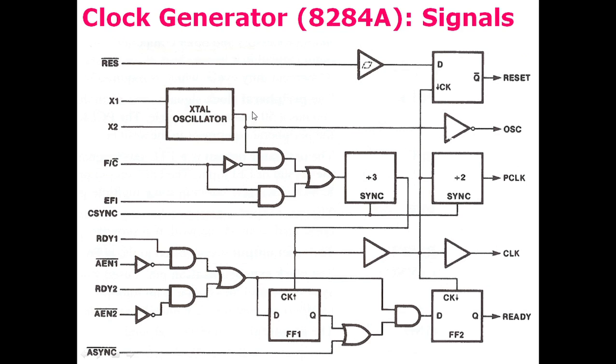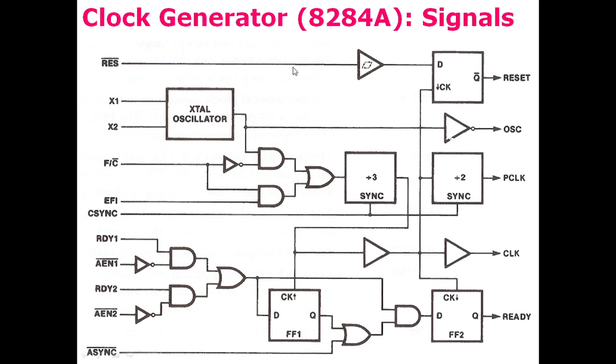Here is the detailed internal structure of the 8284A clock generator. Here are the two inputs which are connected with a crystal. They generate 15 megahertz of frequency, and then here we have a crystal oscillator, and the output of this crystal oscillator is directly connected through a buffer with an oscillator output, which may be given as an input to another 8284A clock generator in a multi-processor environment where multiple clock generators are used.